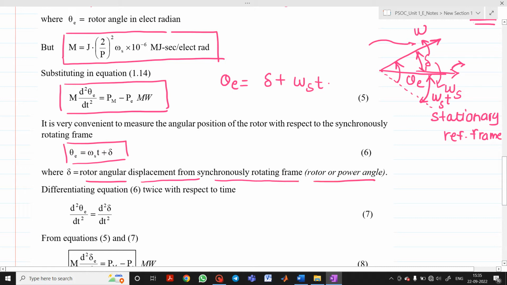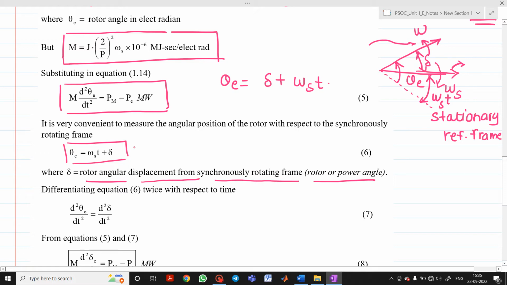This axis is the synchronously rotating reference frame, and this axis is called the actual rotor axis rotating with the actual rotor speed. So the angle between these two is called delta.